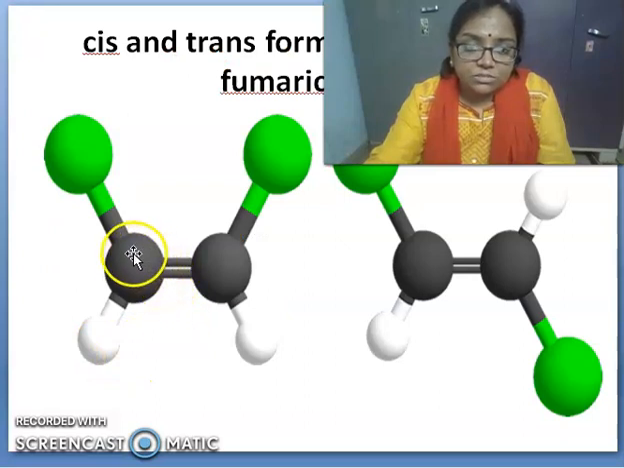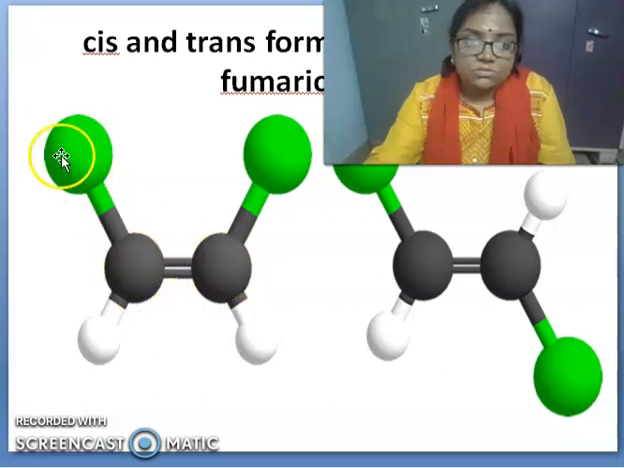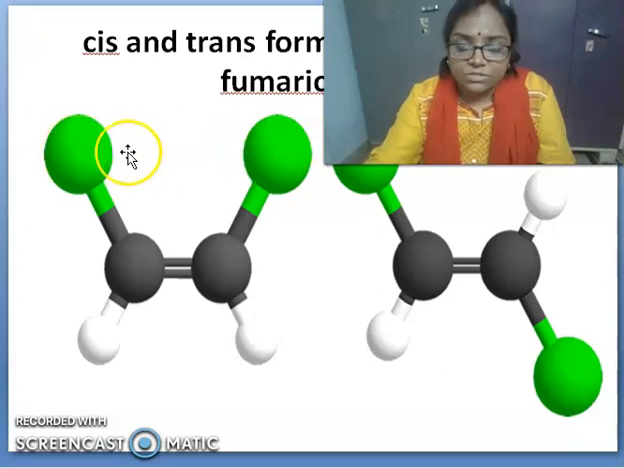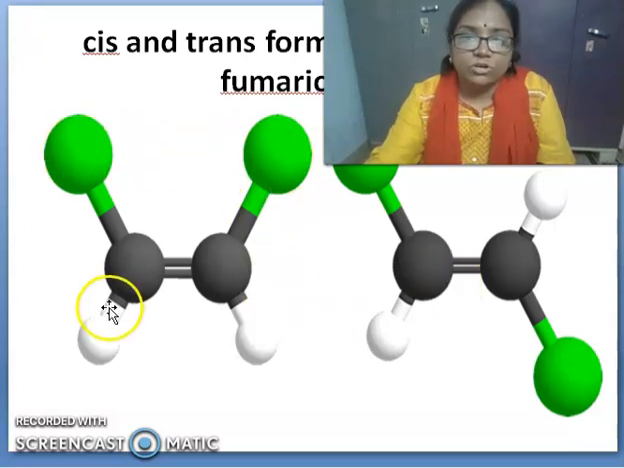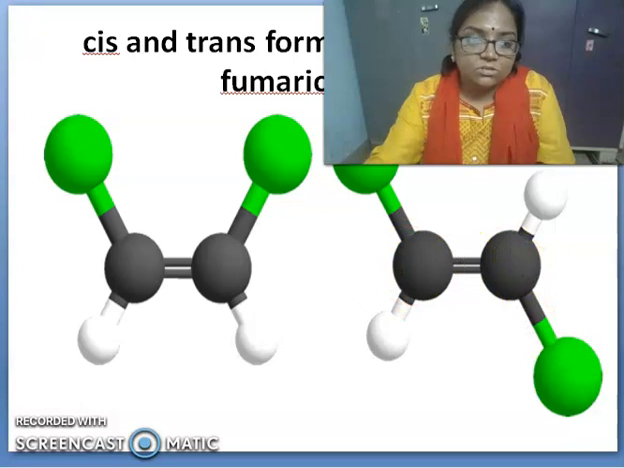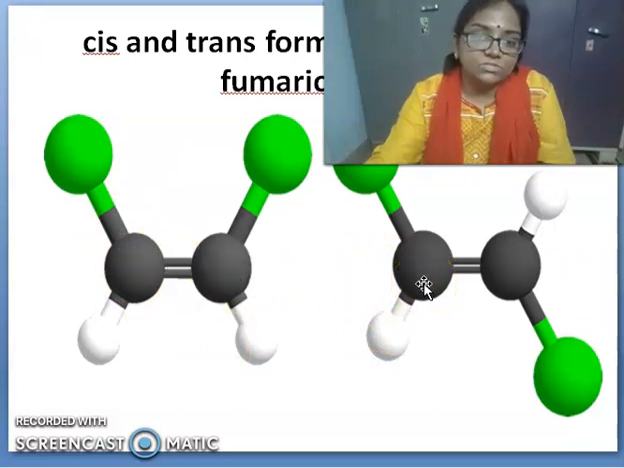So this is a carbon, this is a carbon, double bond. These two are similar groups. Here the similar groups are lying on the same side about the carbon double bond, whereas here the similar groups are trans to each other about the carbon double bond. So this kind of isomerism is called geometrical isomerism, and these two are called geometrical isomers.